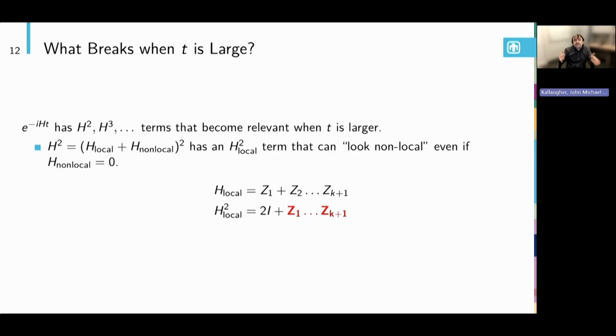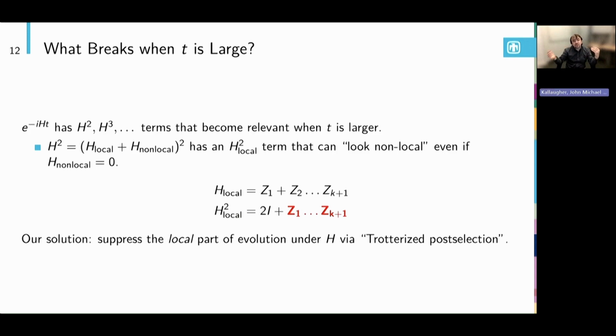To make this concrete, imagine that the local part of h is, say, a Z operating on the first qubit, and then k Z's operating from qubit 2 to k plus 1, so it's certainly k-local. But then when you square it, you now have this Z1 to Z(k+1) term, which is decidedly non-local, acting on k plus 1 qubits.